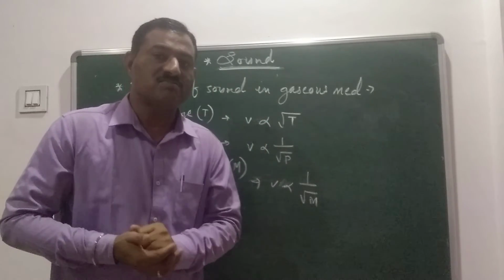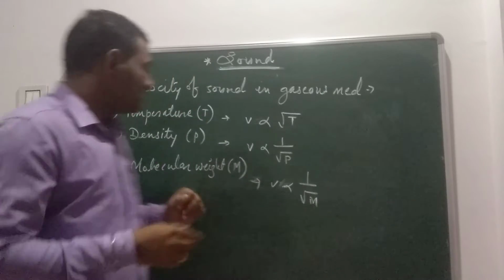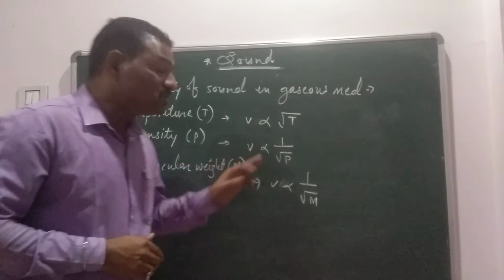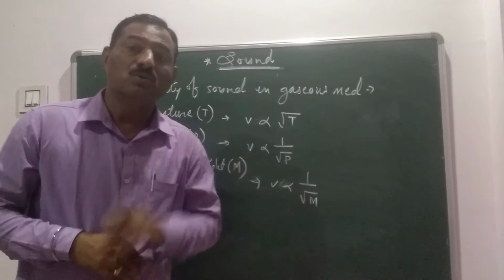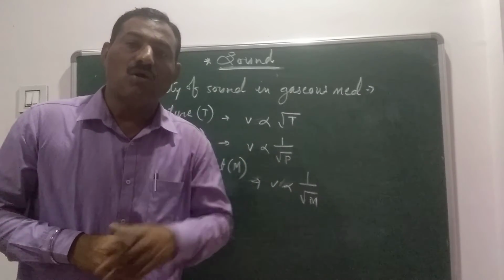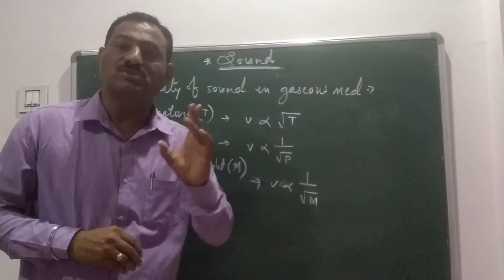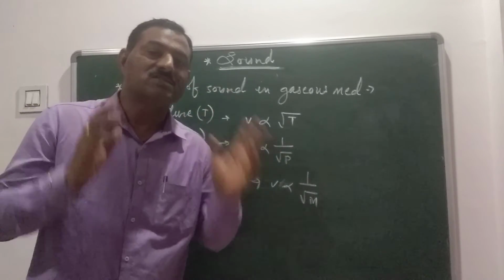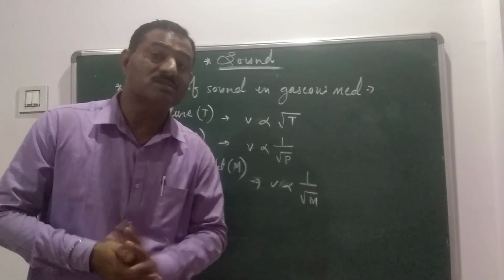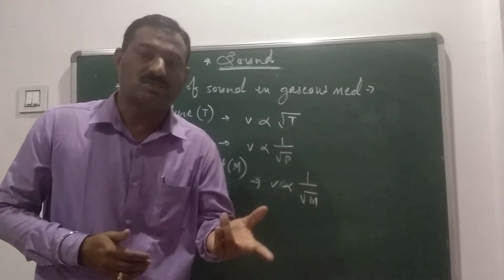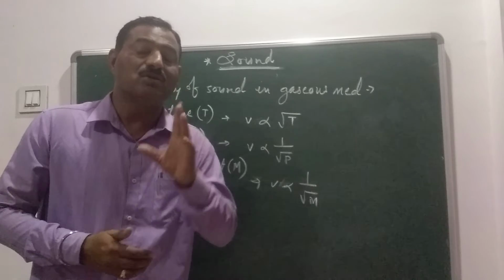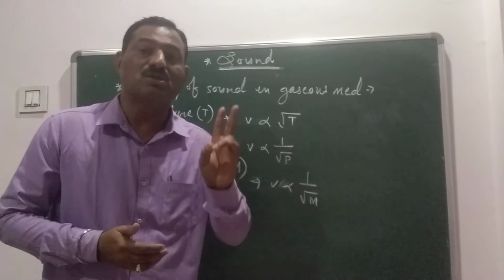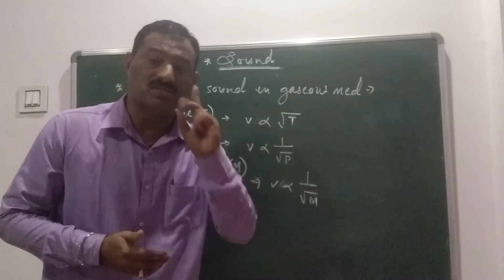This is the first factor. The second factor is the density, denoted by the capital P. The velocity of sound is inversely proportional to the square root of density. That means that if we increase the density 4 times, then the velocity of sound decreases by half. This is the second factor.